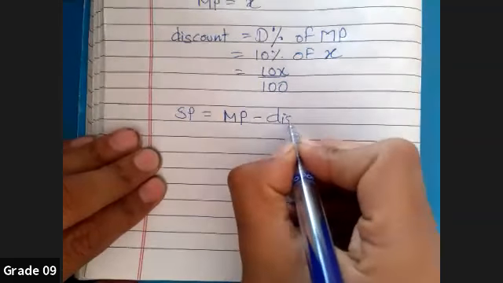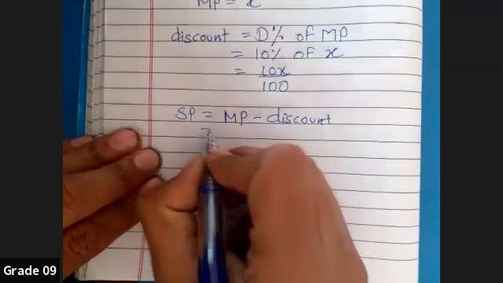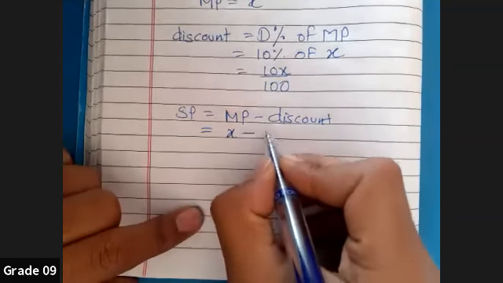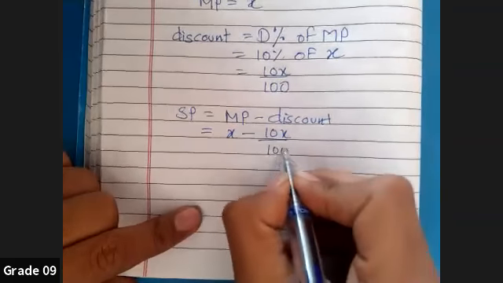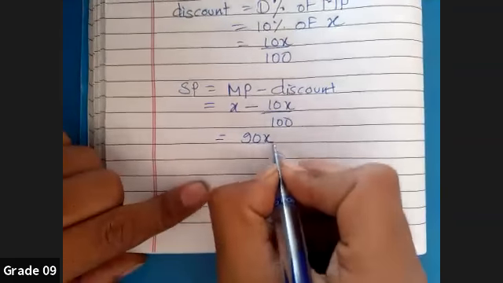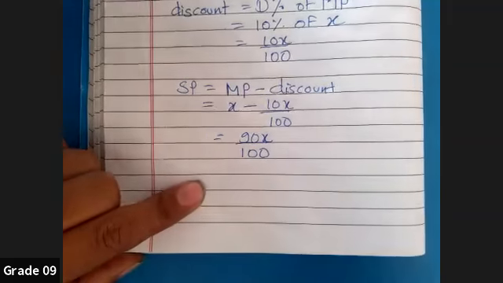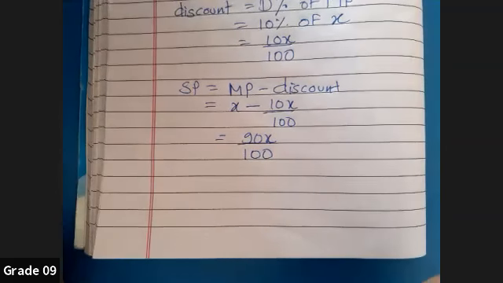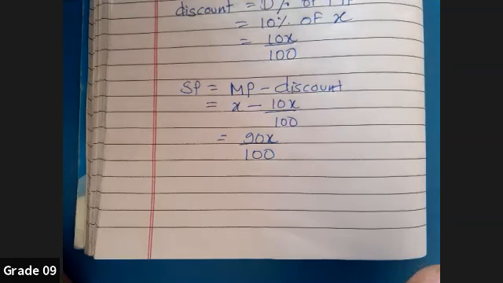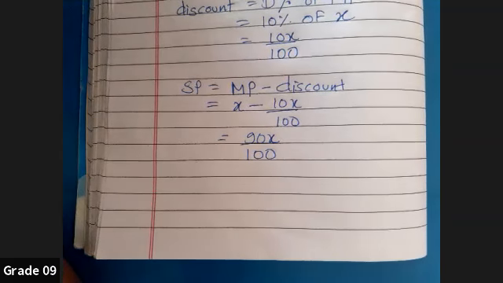MP minus discount, X minus 10X by 100. So it is 90X by 100. So this is your SP. So after SP, Sir, just a minute.